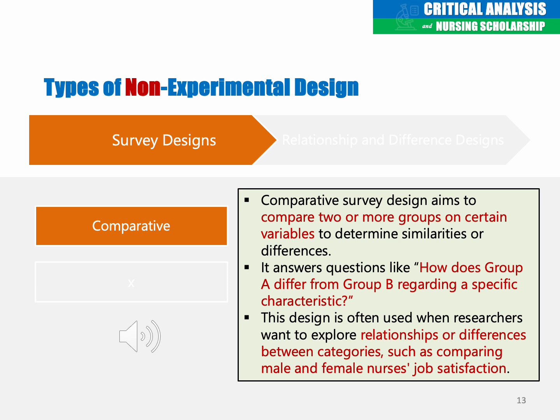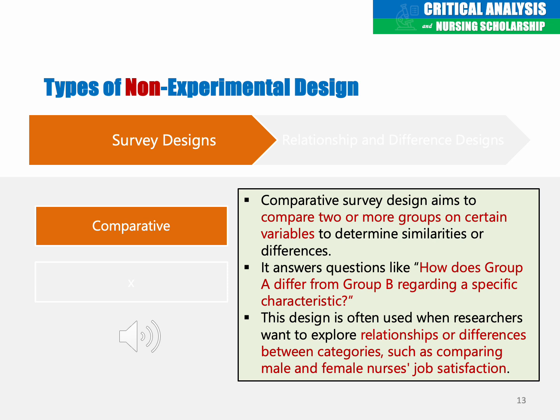Now let's talk about comparative survey design. This survey design aims to compare two or more groups on certain variables to determine similarities or differences. This type of survey helps us explore how two or more groups differ on a particular variable. Here, instead of just describing what exists, we are making comparisons. It answers questions like, how does Group A differ from Group B regarding a specific characteristic?